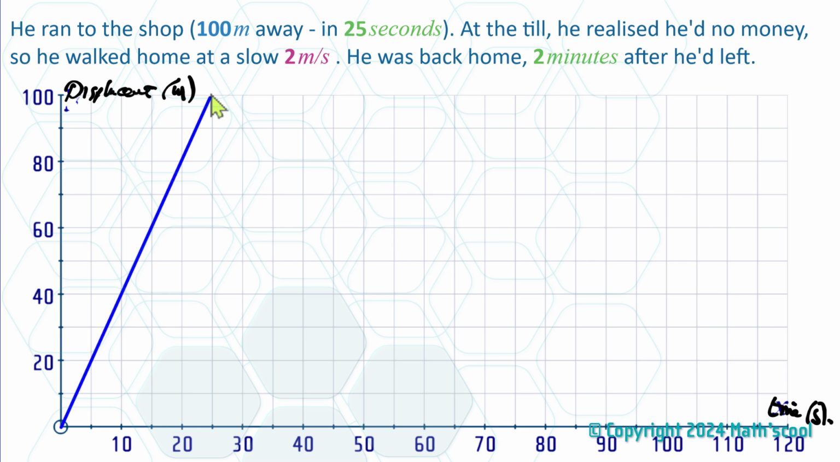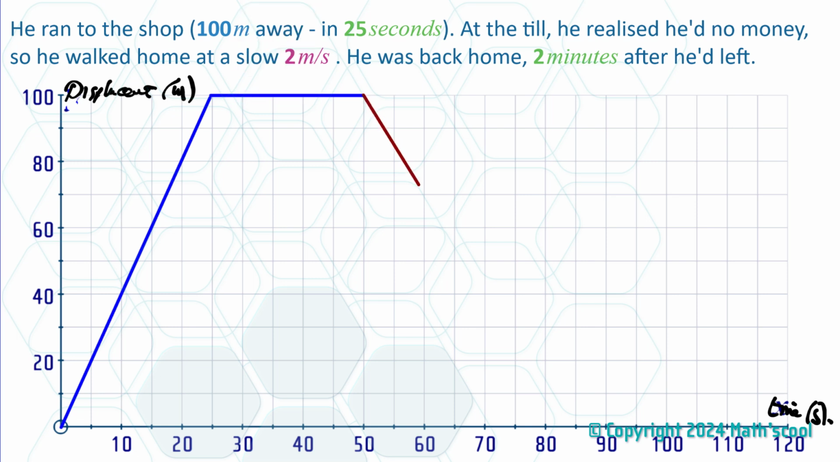And then he stayed here for a certain amount of time, but I don't know how long he stayed here for because they don't really tell me that. So I don't really know how long he stayed there for. Just going to guess. And then he walked home at a slow 2 meters per second. Okay, so I know that the final bit of the line, I'm just going to draw it in red, the final bit of the line.